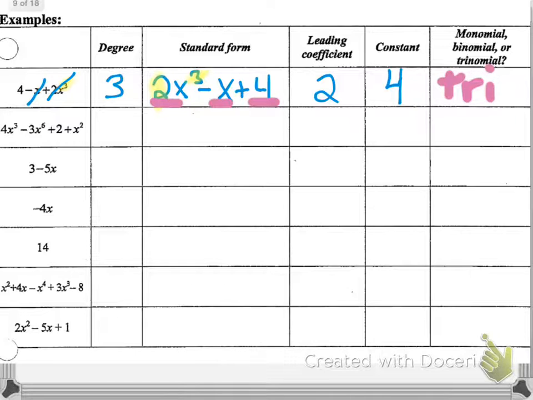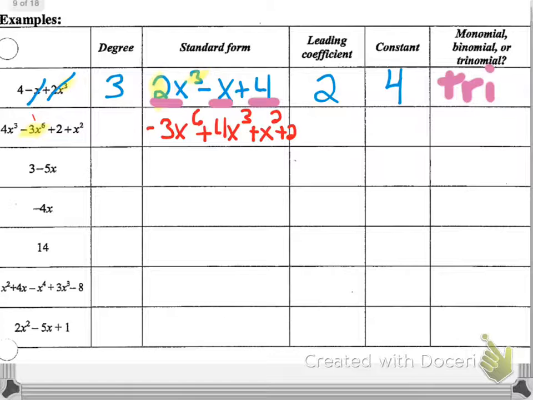So next, let's look at the second one. We have 4x cubed minus 3x to the 6th plus 2 plus x squared. So if we're going to arrange this in standard form, I'm starting with my first term with the highest power, so negative 3x to the 6th. It really doesn't matter what the coefficients are, it just matters the powers, so the exponents. Okay. So after that we would put 4x to the 3rd, because that's the next highest power, and then x squared, and then plus 2. So that's my polynomial in standard form.